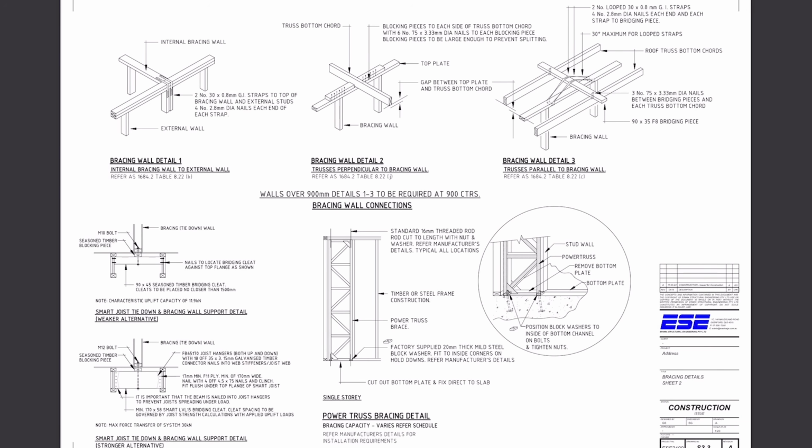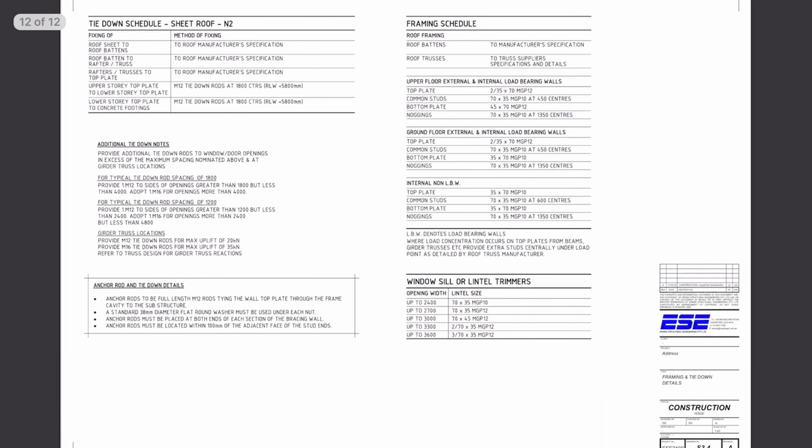Next page shows us how to connect these bracing walls to the floor and roof diaphragm, and also the power truss as I showed before. And finally, on the last sheet, you will find specifications on how to frame the stud walls, including size of studs, top plates, bottom plates, noggings, and also a couple of notes about the tie down, window sill or lintel trimmers. And that's pretty much how you read structural drawings.